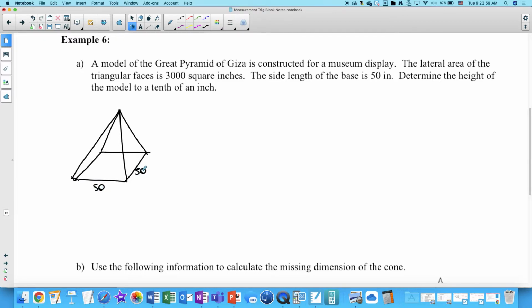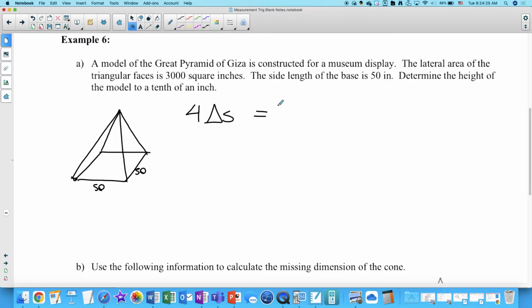So what does that mean? The area of the pyramid without the base. So that's talking about 4 triangles, right? So 4 triangles is 3,000 inches squared.